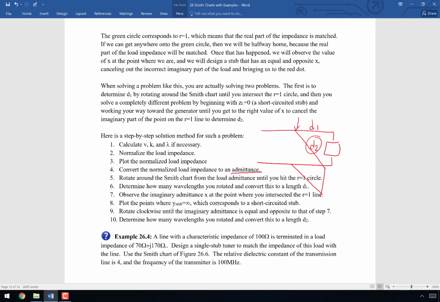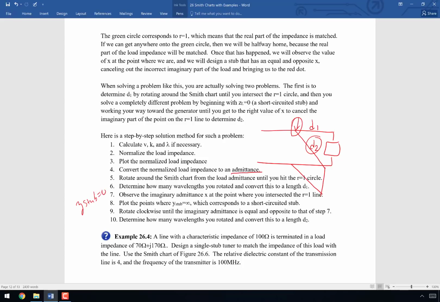So how do we determine the distance of D2? We're going to figure out what is the imaginary impedance that's at this point right here, that we need to cancel out. We need to have a single stub tuner that's going to perfectly wipe that out. And then we're going to plot the point where y stub equals infinity, because that's the same point where z stub equals 0.